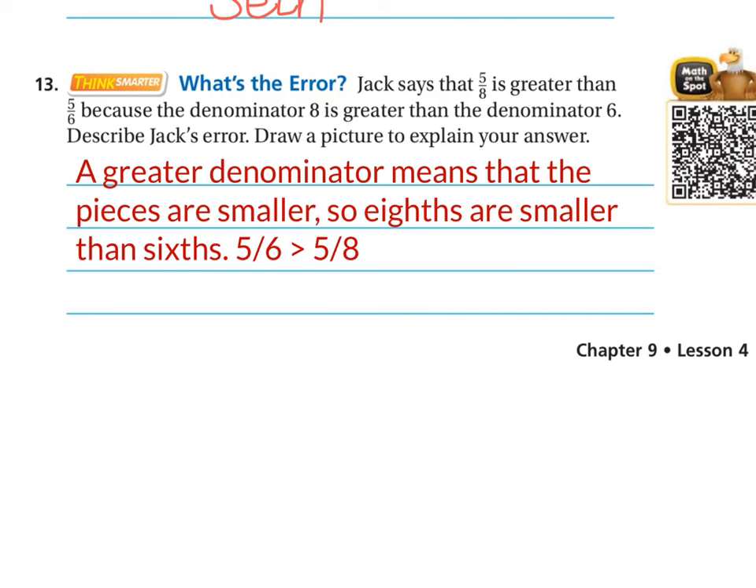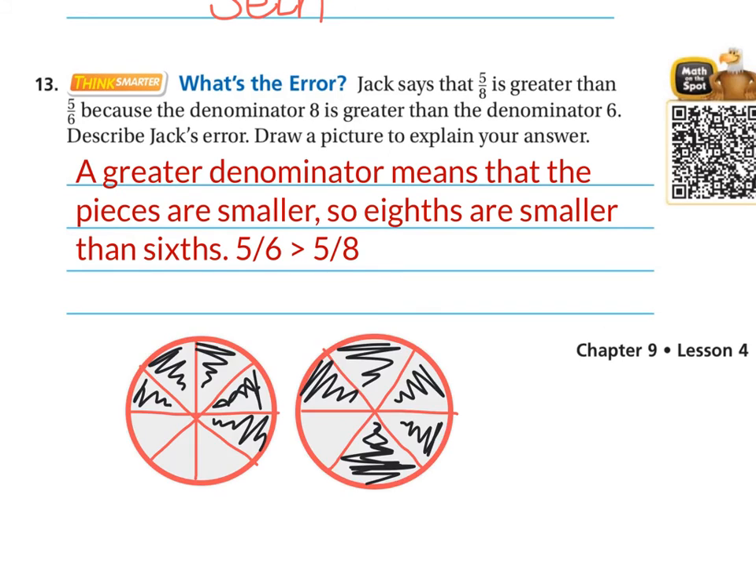Moving on to number 13, you may pause the video right now and compare your explanation to mine. Keep in mind that our wording might be slightly different, but you had to have the same idea. You also should have drawn a picture to help explain your answer. So here we can see we have eighths, we have sixths. We've shaded 5 out of the 8 and 5 out of the sixths. So this model supports our explanation.